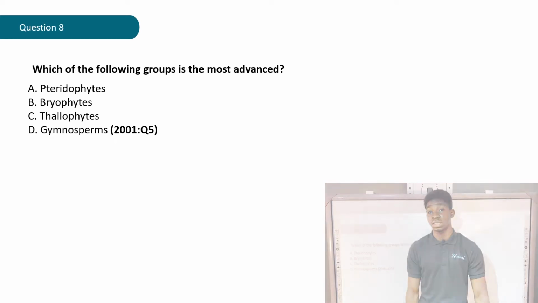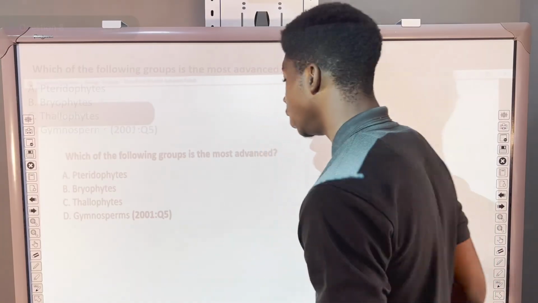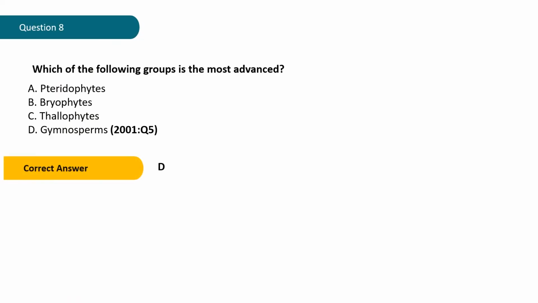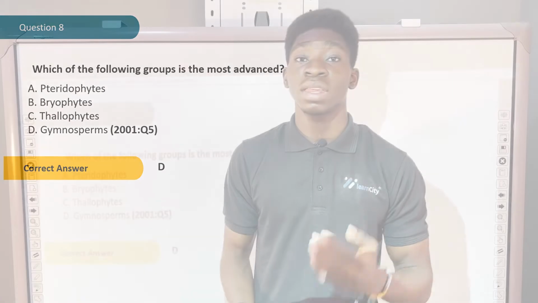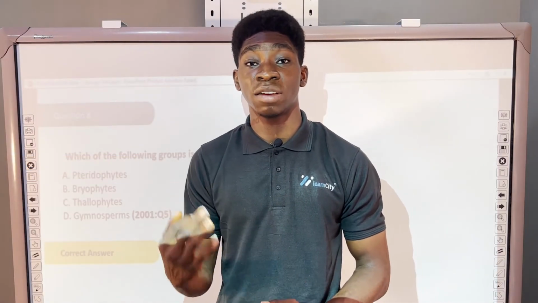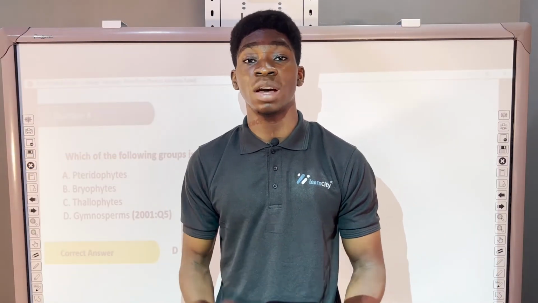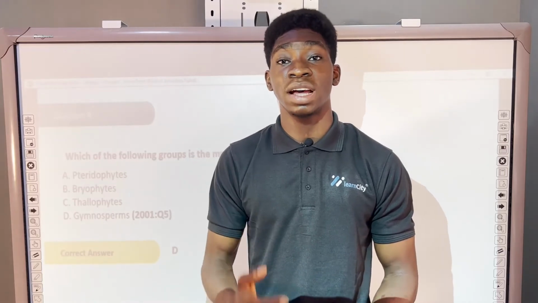Now let's see what the correct answer says. The correct answer is D. Gymnosperms, because all the organisms found here are found under the kingdom Plantae. Under kingdom Plantae, we have 3 phyla. Phyla is plural of phylum. We have Talophyta, Bryophyta, and Tracheophyta.